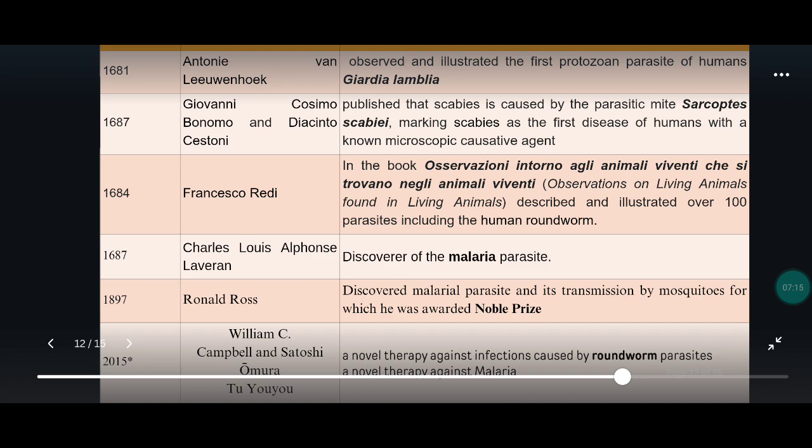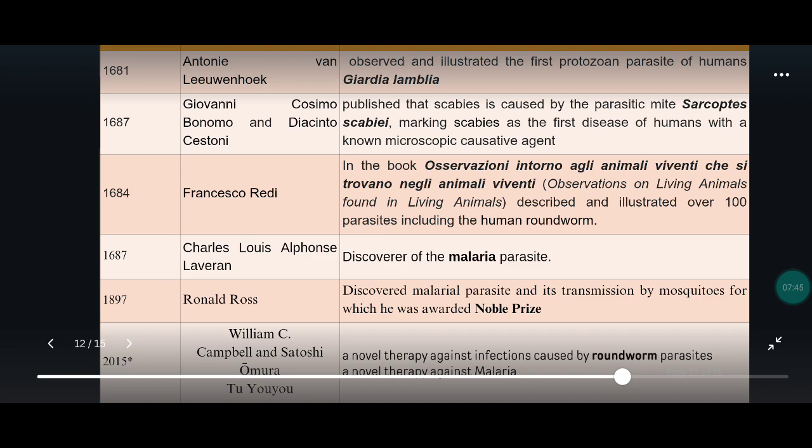In 1684, Francesco Redi, father of parasitology, wrote a book named Osservazioni intorno agli animali viventi che si trovano negli animali viventi, which means observations on living animals found in living animals, known as parasites, and described and illustrated over 100 parasites, including human roundworm.